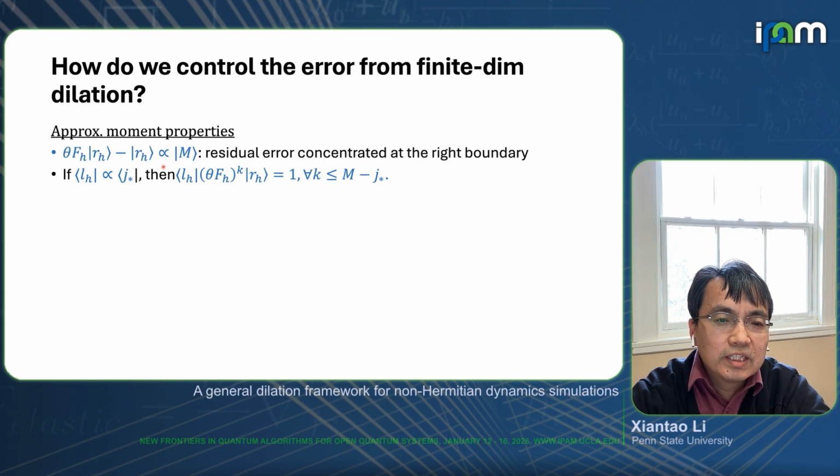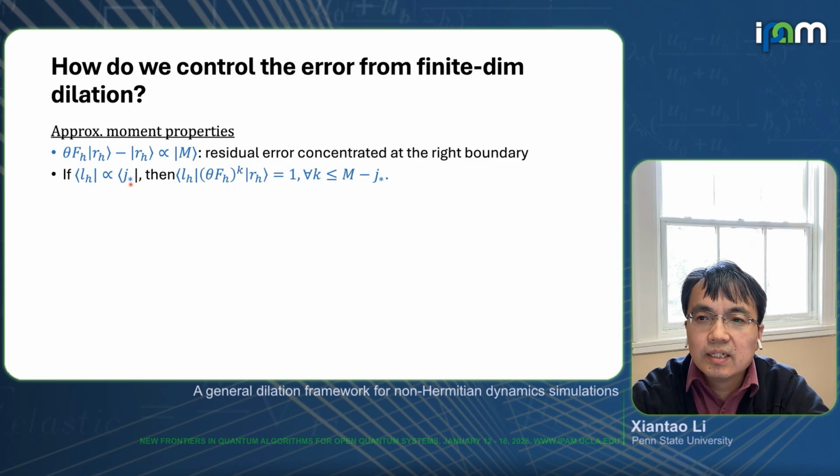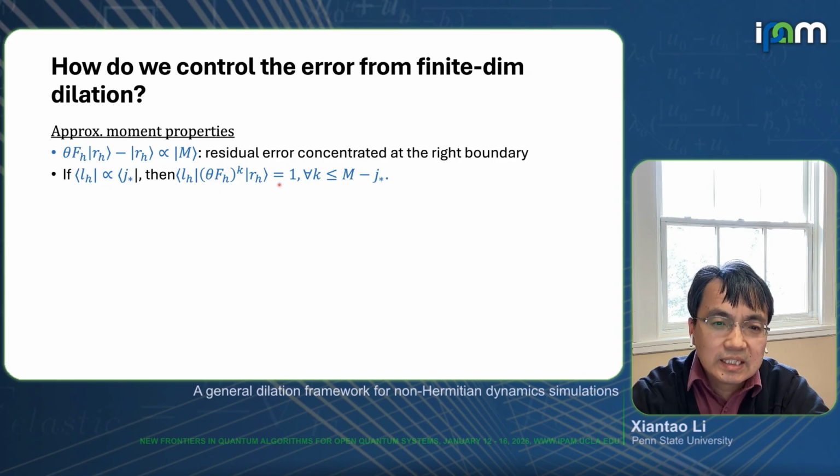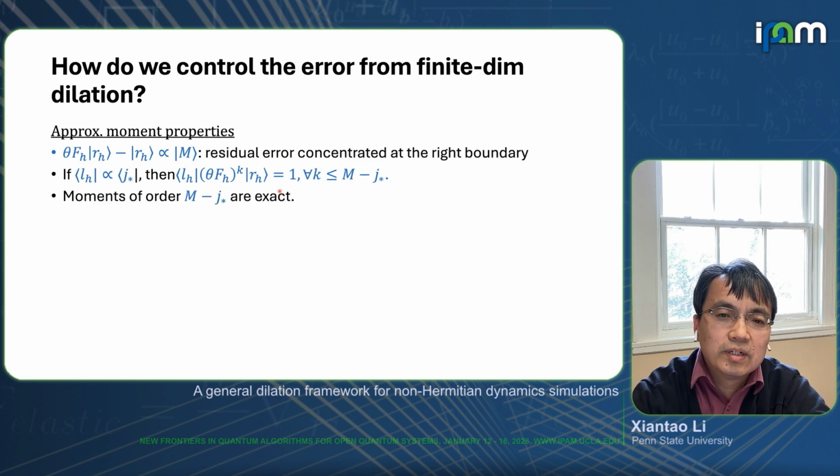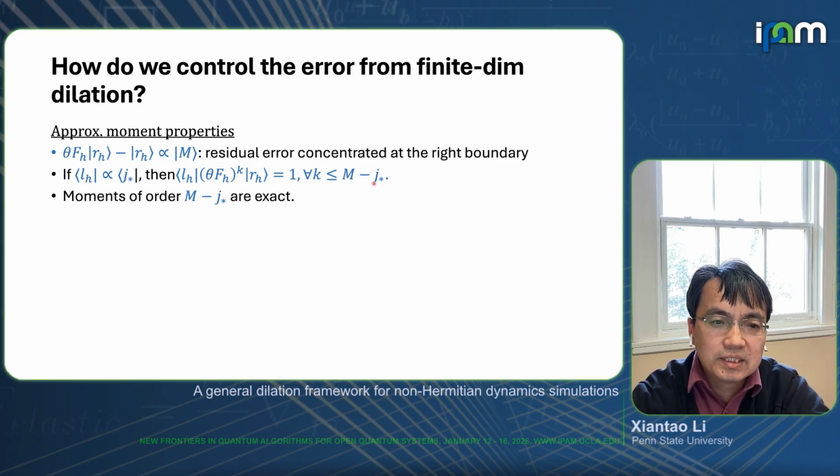In particular, if you want to check the moment conditions, you can pick the element L as a location J in one of the computational bases. And then what happens is that the moment conditions will not be satisfied for all orders, but they will be exactly satisfied up to order m minus j. So you can satisfy more moment conditions if you increase m minus j star.